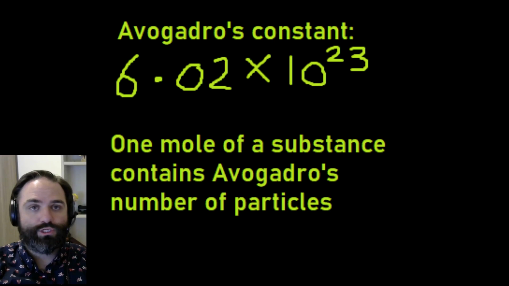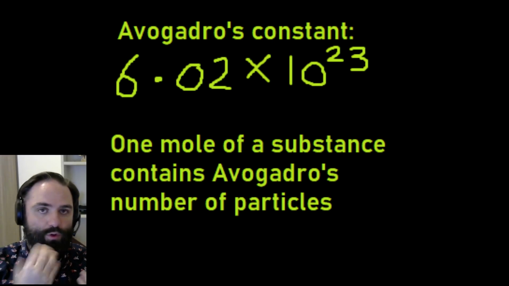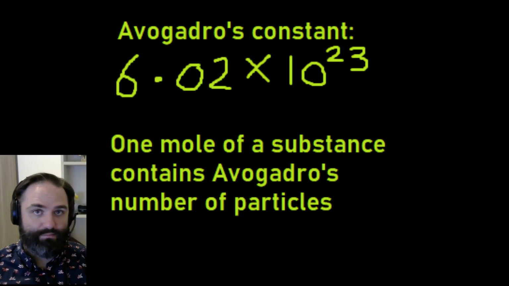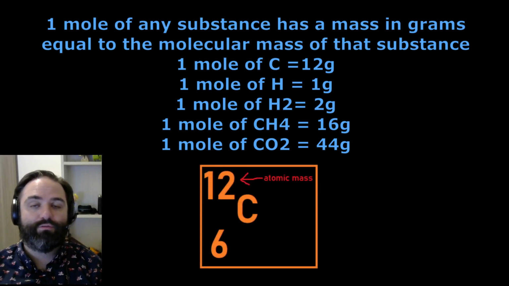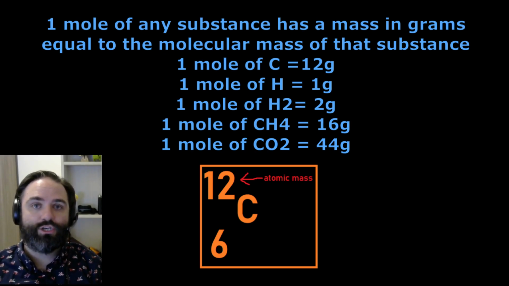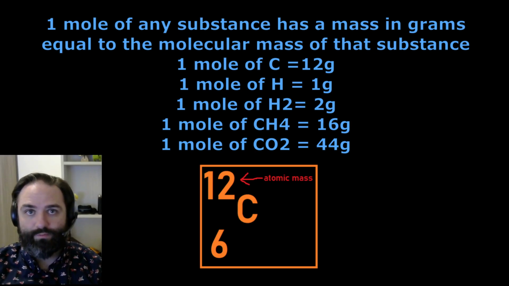This is chosen because 1 mole of any substance, so if I have a mole of hydrogen atoms, or a mole of hydrogen molecules, or a mole of carbon atoms, or a mole of ammonia, 1 mole of any substance has a mass in grams that is equal to its relative molecular mass. The relative molecular mass is what you get when you add up the relative atomic masses. And the relative atomic mass is the larger number that is seen on the periodic table for each element.